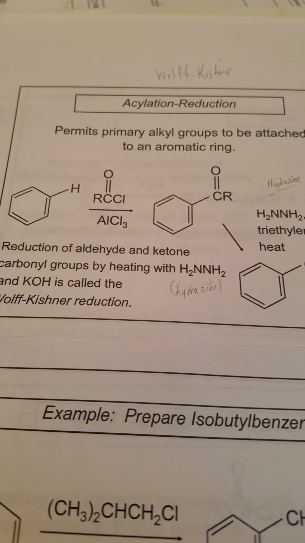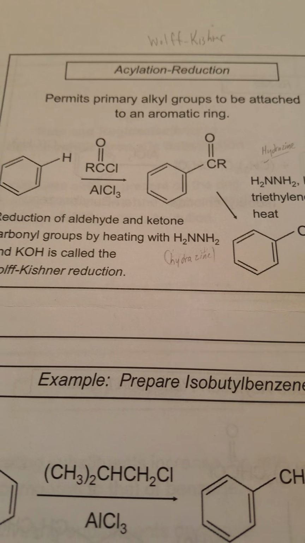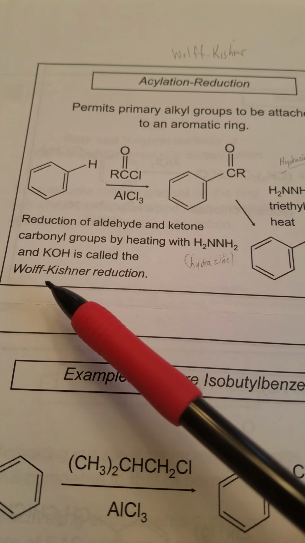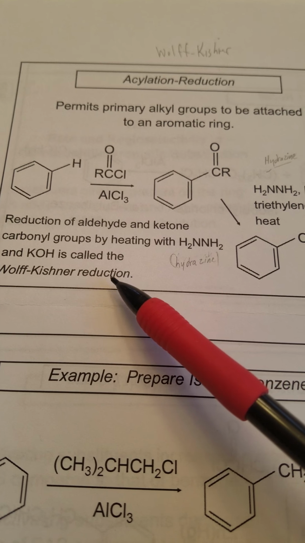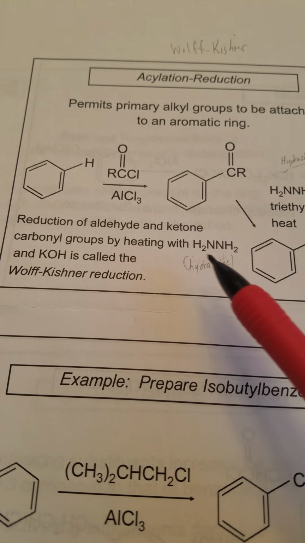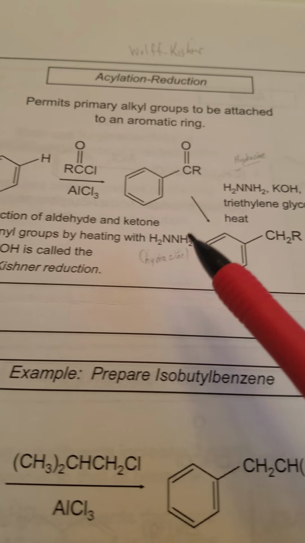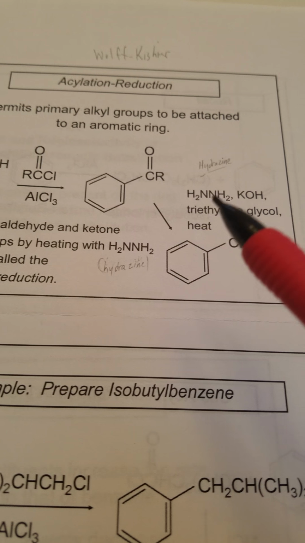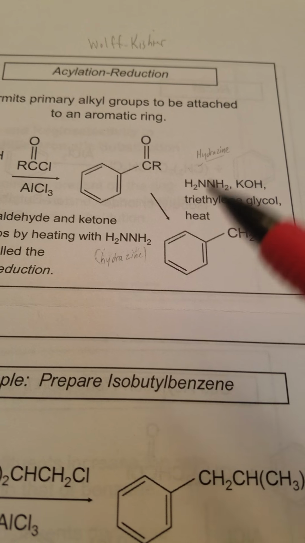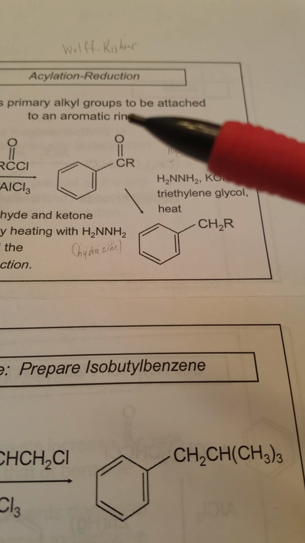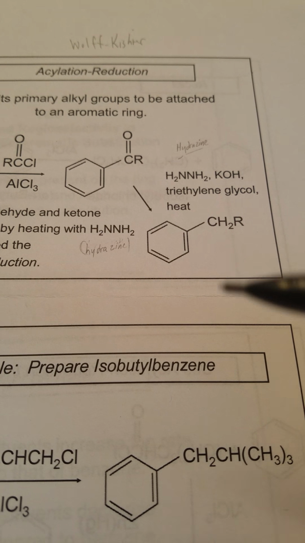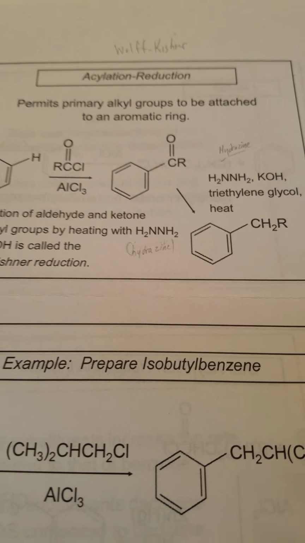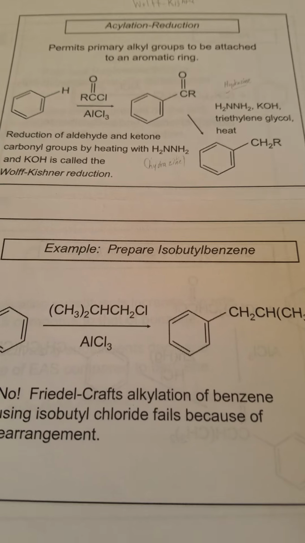The other reaction that does the same thing, it's just going to use different reagents, is called the Wolff-Kishner reduction. This uses hydrazine, which is this compound, a strong base, typically potassium hydroxide, triethylene glycol, and heat. And it does exactly the same thing. It reduces this carbonyl carbon down to a methylene carbon. So it doesn't matter if you use a Clemmensen reduction or the Wolff-Kishner reduction, you're going to end up getting the same type of product.